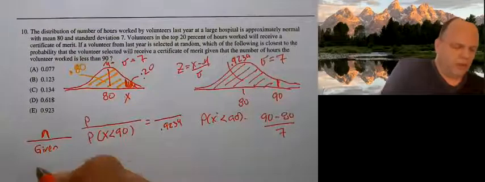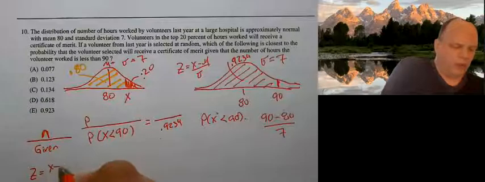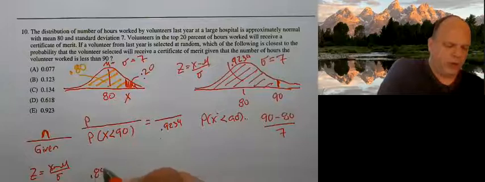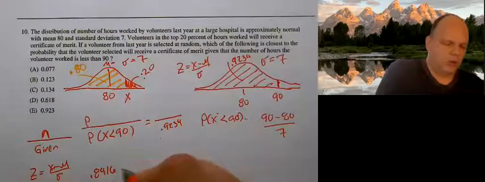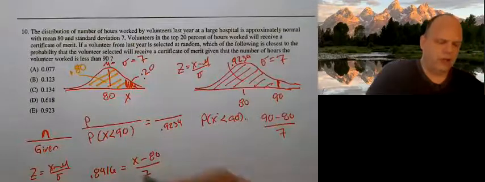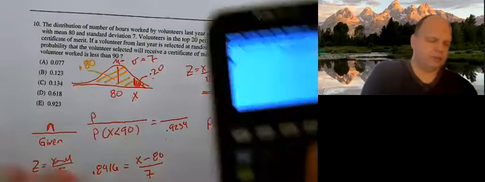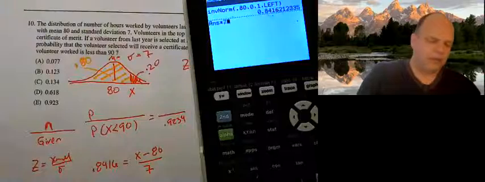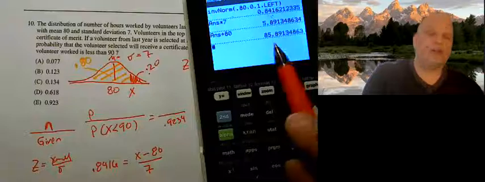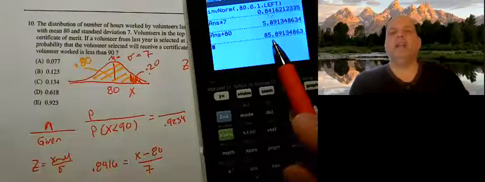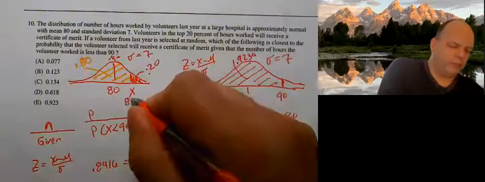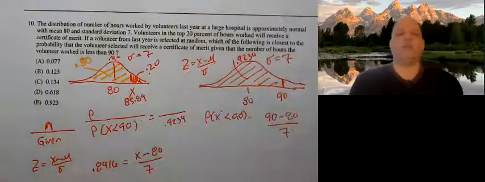So remember, z equals x minus mu over sigma. We're looking for that x value. And we have 0.8416 equals x minus 80 over 7. So I'm going to solve for that x: times 7, add 80 to it, plus 80. And basically, someone had to work more than 85.89 hours to get an award. So that's the group that got the award.